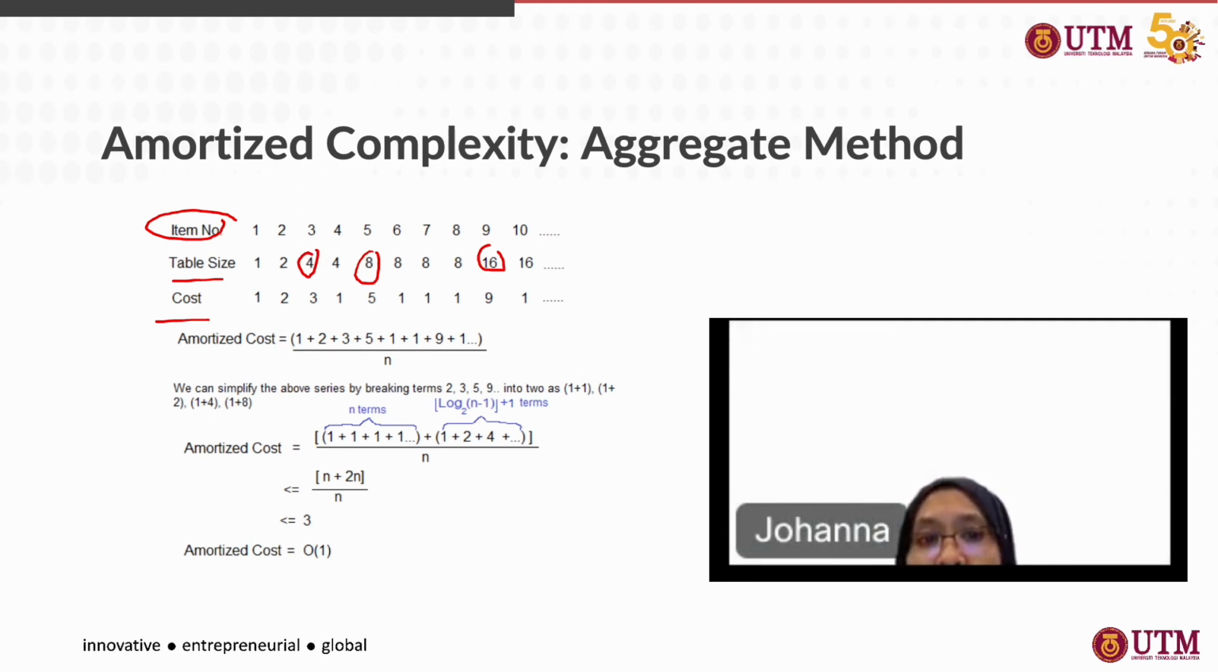So we can see the cost here. For example, in table size 4, the cost for item 3 will become 1, because at this stage they will just reuse the size before. And the same goes for this one. That's why you can see here 1, 1, 1, because we just reuse the slot that has been added before. And then when you calculate, we get O(1).